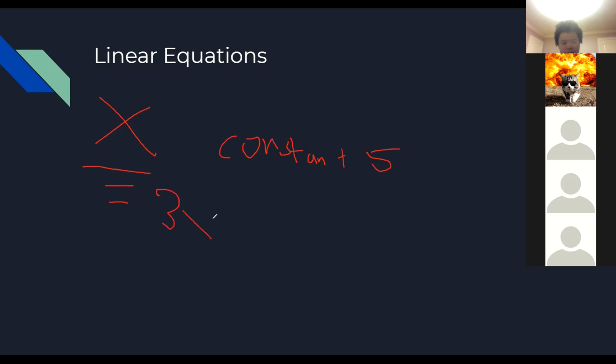So 3x minus 5 equals 7 is linear since it only contains x with a coefficient and constants 5 and 7. However, if we had something like x squared, which is x times x, equals 3, this is not a linear equation.